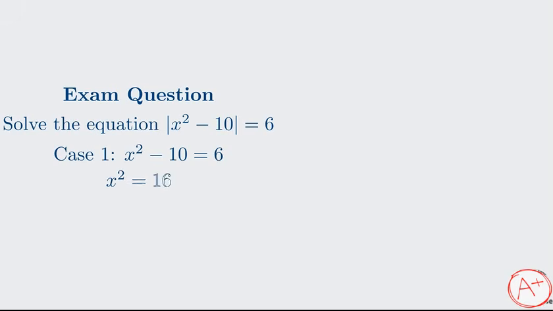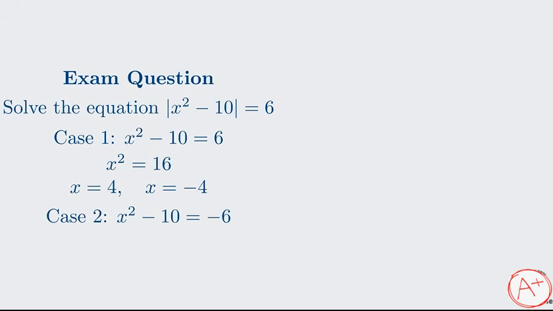Let us work through a typical Cambridge exam question. First, we solve for the positive case. Adding 10 to both sides gives x squared equals 16. Taking the square root, we obtain x equals 4 and x equals negative 4.